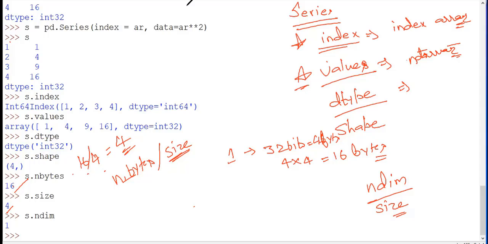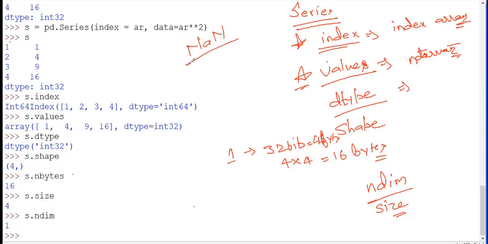Has nans. What is the use of has nans? Normally, has nans is used to check whether the series object has a nan value or not. What is the meaning of nan? As you all know, nan is not a number. It's an empty value in a numpy array.